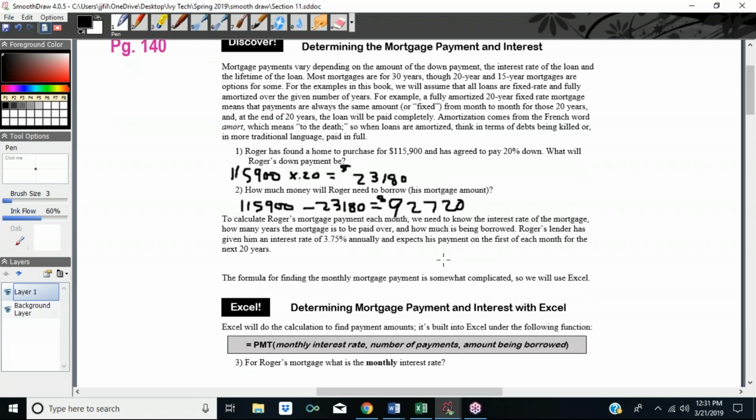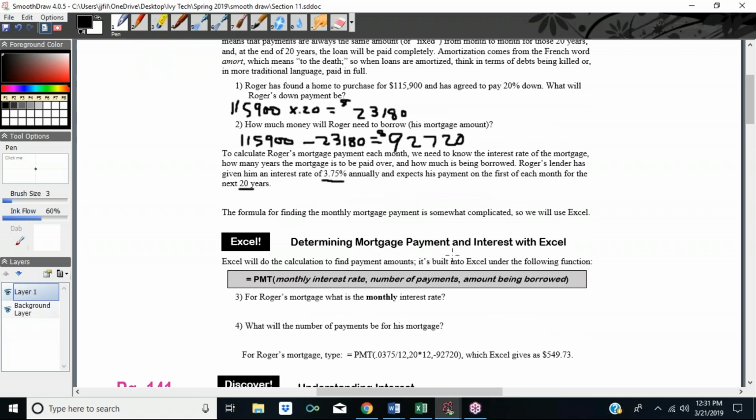All right, so it says to calculate Roger's mortgage payment each month, we need to know the interest rate of the mortgage, how many years the mortgage is to be paid over, and how much is being borrowed. So Roger's lender is going to give him 3.75% for 20 years. And it says here there's a formula we can use in Excel to find out what the monthly payment will be. Now this monthly payment, please note, does not include taxes and insurance, okay?